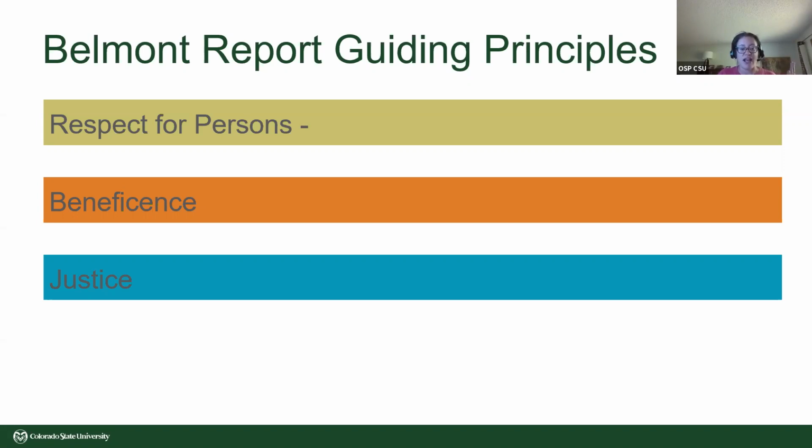So the research has to involve informed consent, beneficence, looking at the risk-benefit ratio, and equitability in terms of distributing any risk or any benefits. Okay.